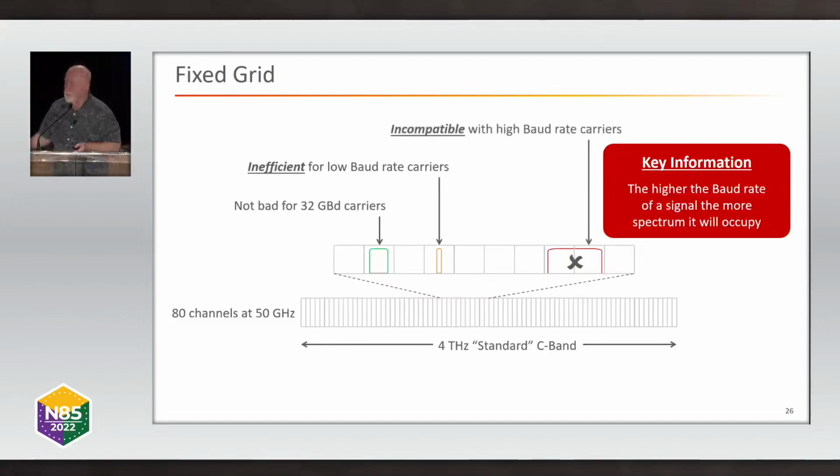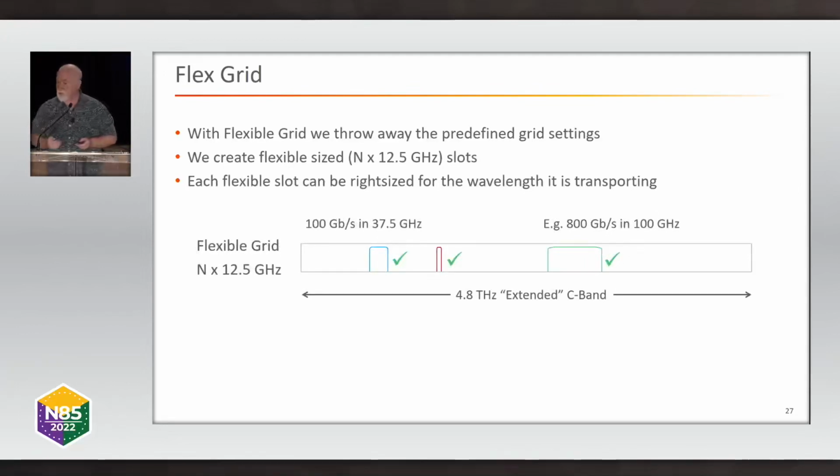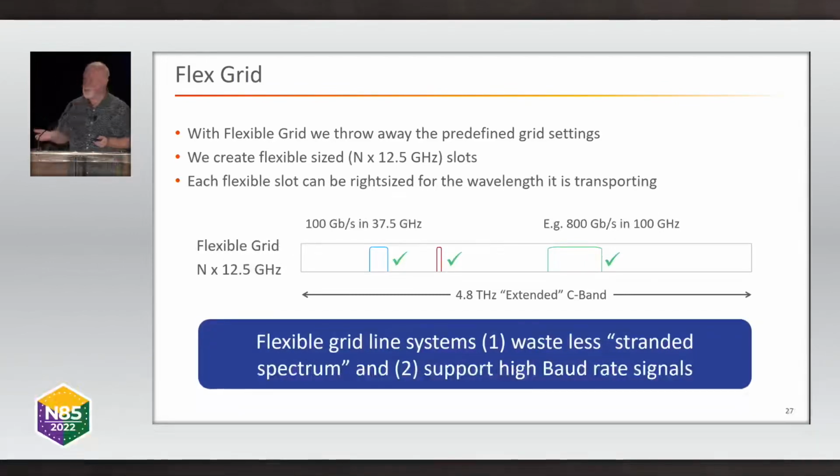But then if you have ultra high baud rate signals, as we're now getting with modern transponders that can be up to 100 gigabaud, these are not compatible with fixed grid, this 50 gigahertz grid, because the grid spacing is too narrow. So what do we do? We moved to flexible grid. With flexible grid, we throw the idea away of fixed grid slots. We create flexible grid slots with 12.5 gigahertz granularity, and each flexible slot can be right-sized for the signal that it needs to carry. So in essence, you don't have grid spacings, and all of these signals can live happily in different parts of the fiber spectrum. Flexible grid systems, first of all, waste less stranded spectrum, and secondly, they support high baud rate signals, and they are being used today for higher optical performance levels.